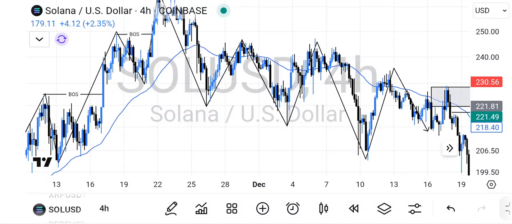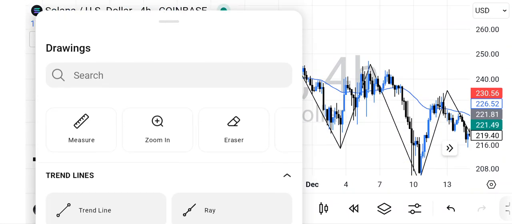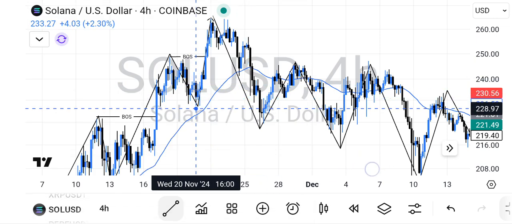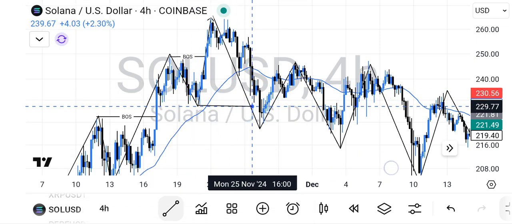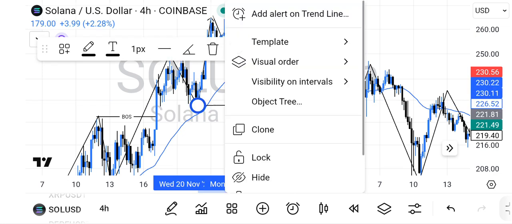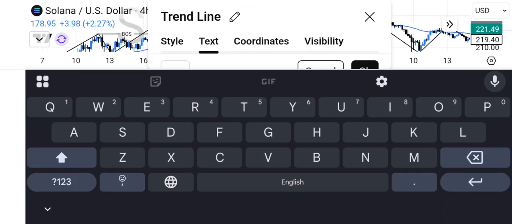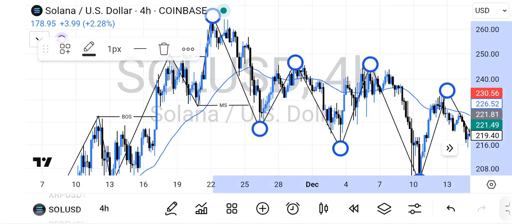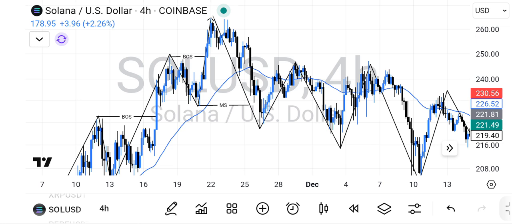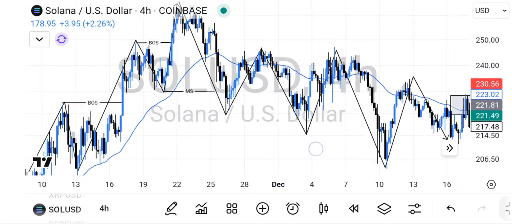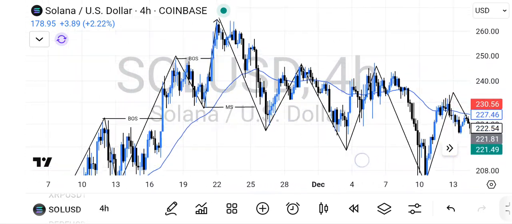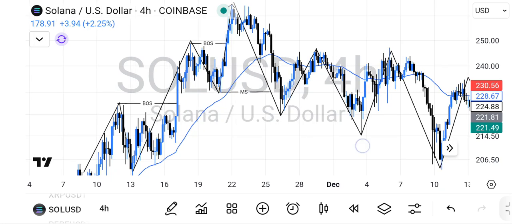Now this is what we call the change of character. This is our change of character or market shift. When we have price breaking past through our last higher low in an uptrend, that is when the change in trend begins. I'm going to keep this video short because I'm just going to explain the market structure here.